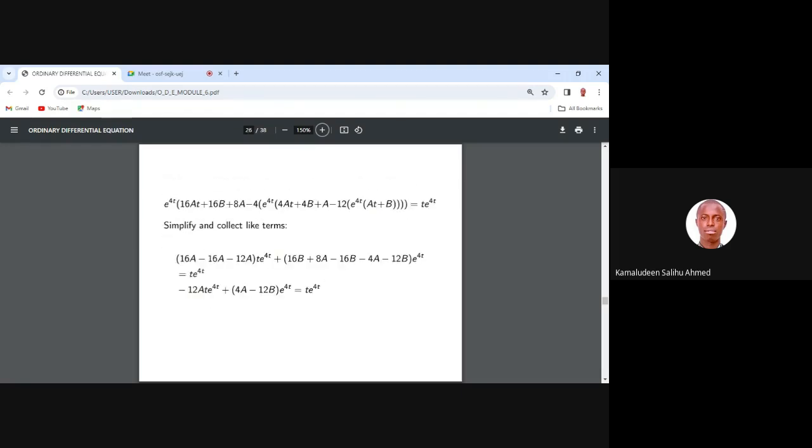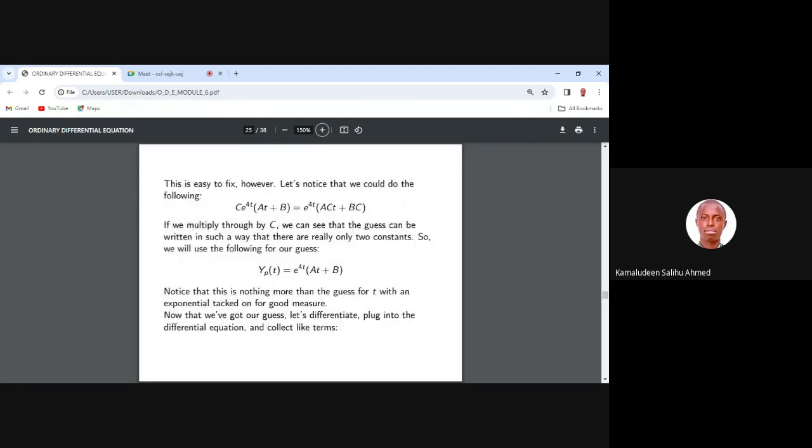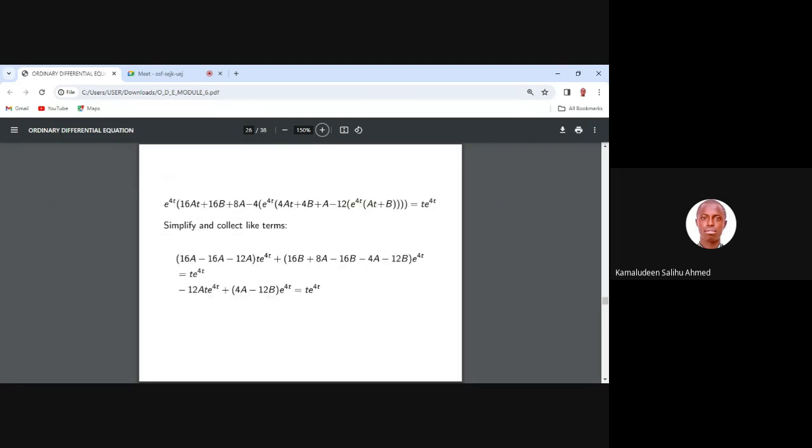Okay, so having substituted this into our expression, it is equal to our right hand side, which is t exponential 4t. So it's very straightforward and it's not confusing. So the moment you get this differentiated, you are good to go. You just come and substitute it here, then equate it to the right hand side. Okay, so after opening the bracket, the one with t exponential 4t, you factor them in one place. The one with only ordinary exponential 4t, you factor them in one place.